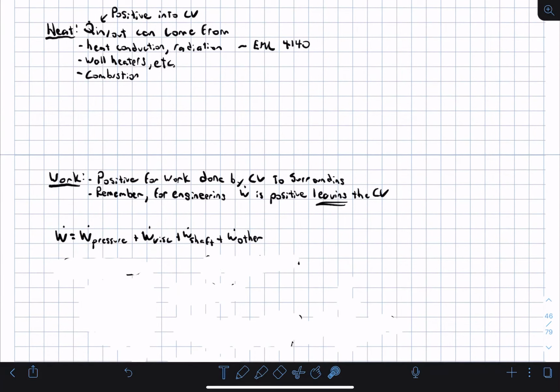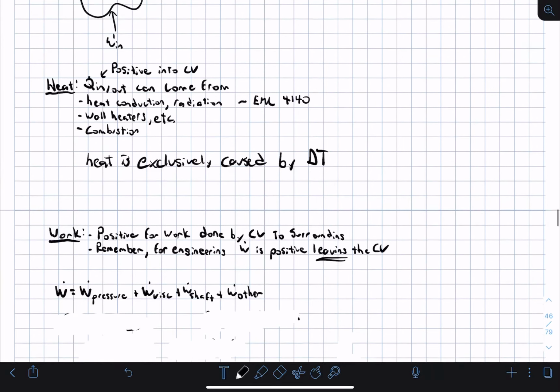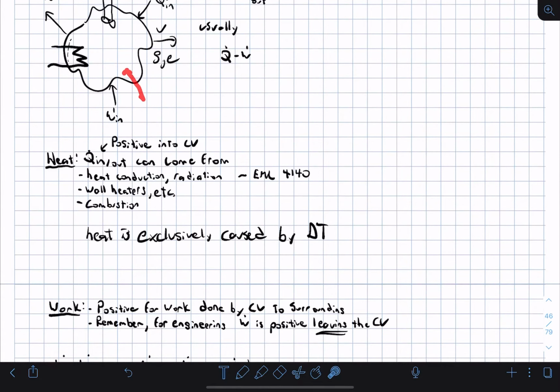Remember that to tell the difference whether it is heat or work, recall heat is exclusively caused by a temperature difference between your control volume and the surroundings. Okay, and so if there is energy crossing the control surface and it's caused by a temperature difference, and that's heat conduction, radiation, convective heat transfer, things like that, then it is heat.